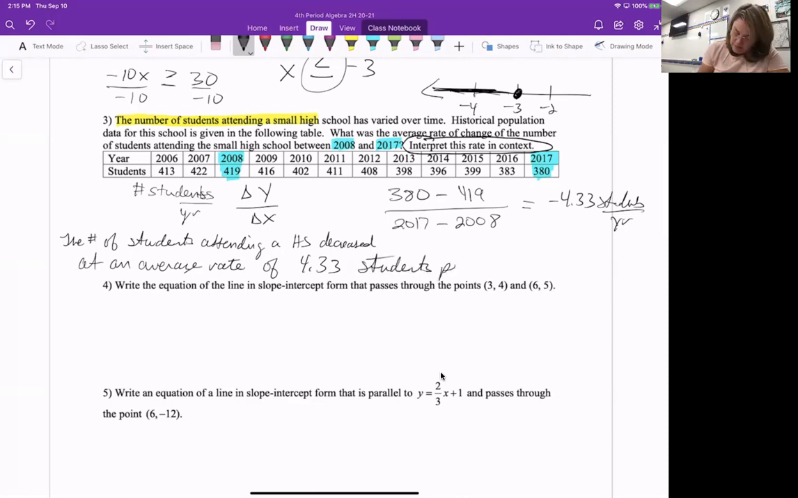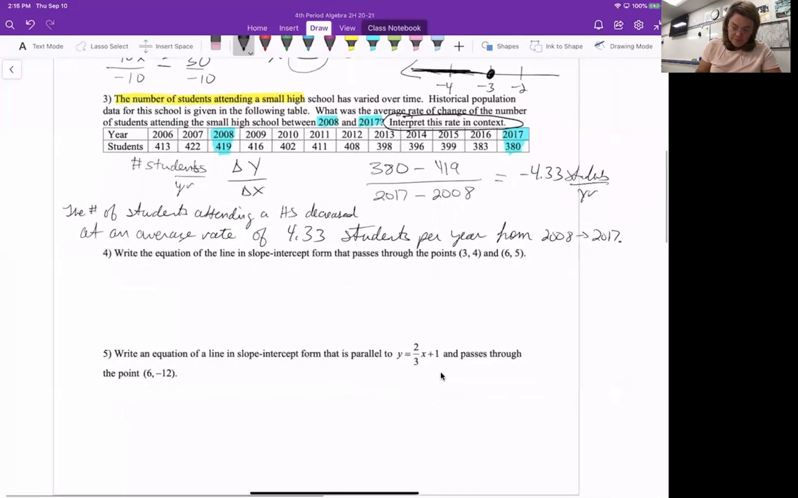students per year, and then you have to give the range from 2008 to 2017. So there's that form. You have to describe what you're talking about, which is the number of students in a small high school, and then increase or decrease. In this case it decreased at an average rate. There's that phrase that you're going to use every time, of whatever your value was, 4.33, and then provide your y over x, y being number of students per year. So those are your units, and then the range, okay?